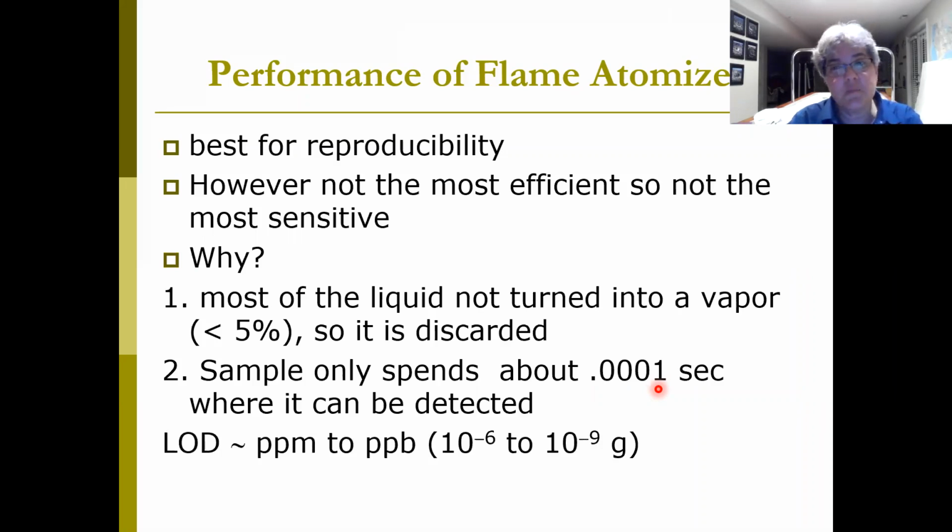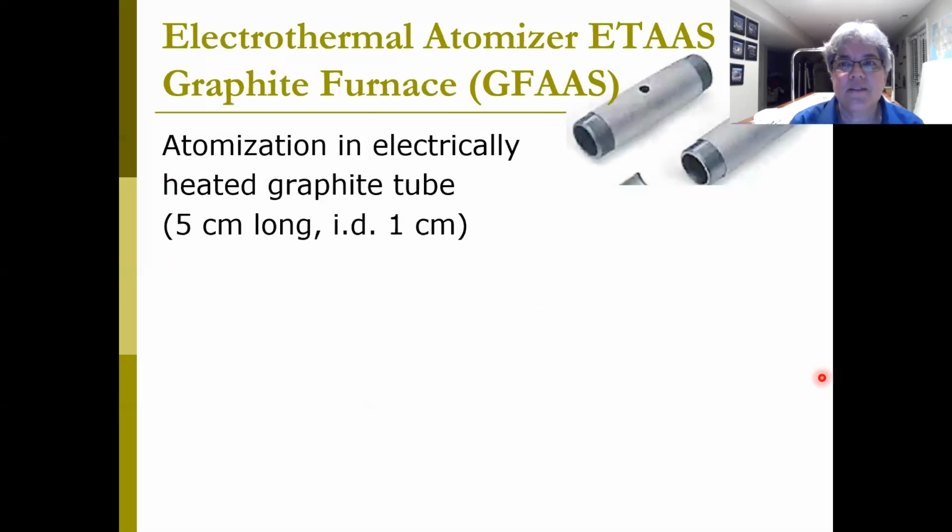However, this is still a pretty sensitive method. With this method, you can get detection limits of part per million to part per billion. So notice that's 10 to the -6 to -9 grams. Okay, so, you know, I said it's not the most sensitive, but this is a sensitive method. These are very low concentrations. But there is a method that is more sensitive, can go even lower than this. So let's look at that.